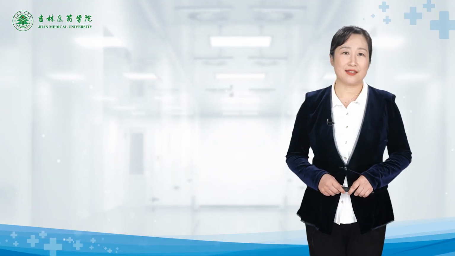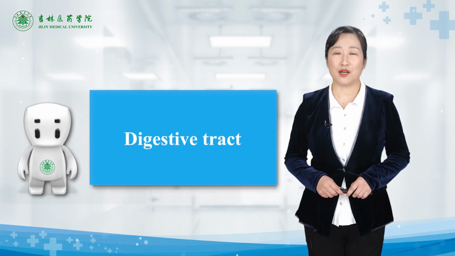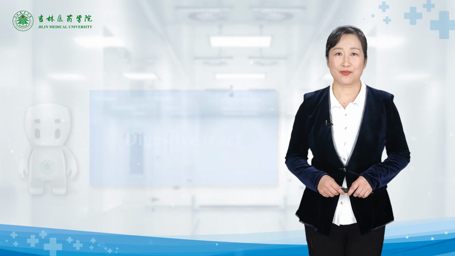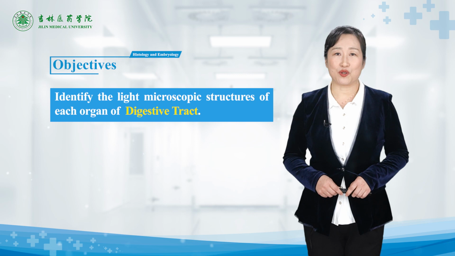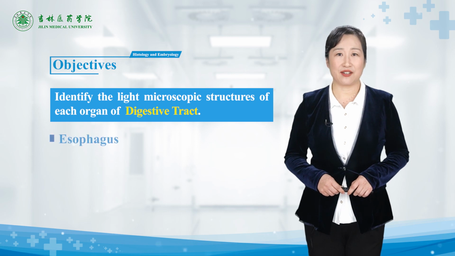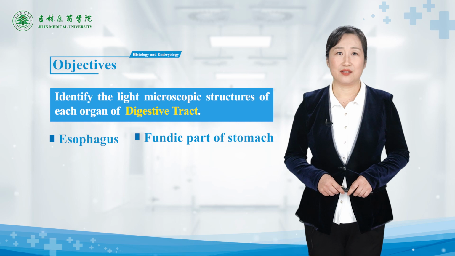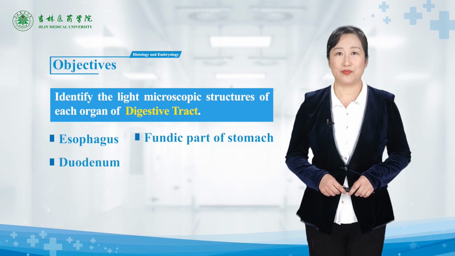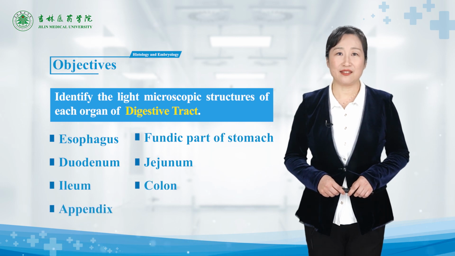Hello, in this laboratory, we'll observe the histology slide of the digestive tract. Objectives: identify the light microscopic structures of the digestive tract, including the esophagus, pyloric part of the stomach, duodenum, jejunum, ileum, colon, and appendix.